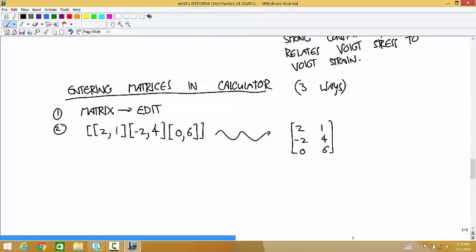And then the third way, this is my calculator lets me do this. Some of yours will; 2 of these ways will work fine and the other one won't, or whatever. But you can also do it as open square bracket, 2 comma 1, and then semicolon to change rows. So 2 comma 1, semicolon, -2 comma 4, semicolon, 0 comma 6. Close bracket, and that gives you the same one.